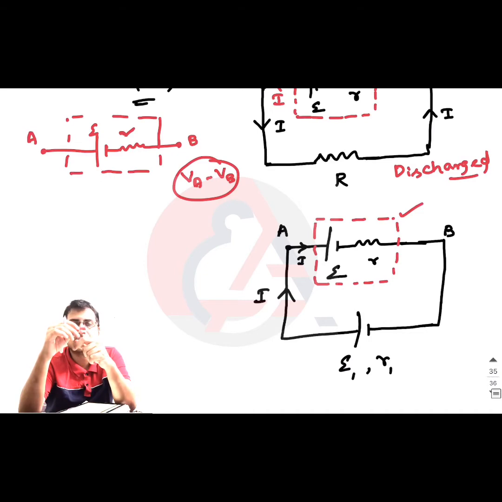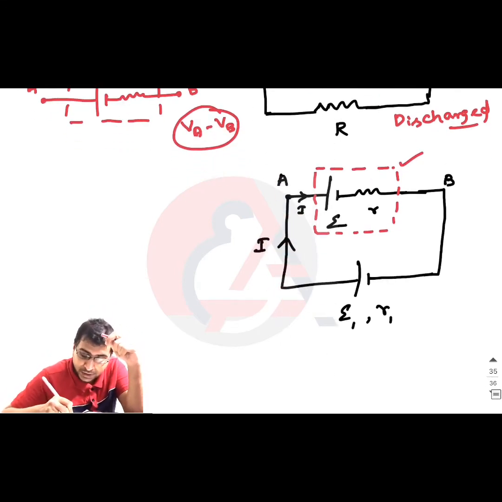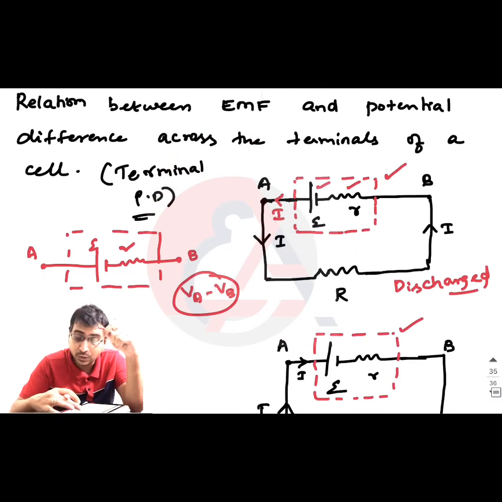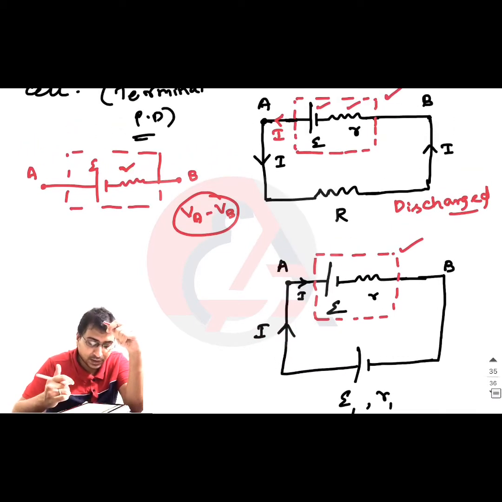But if you look at the second diagram, there is another cell connected at the bottom. The second cell is supplying energy to the first cell. That means if the current is flowing towards the positive terminal of the cell, then the cell is said to get charged. So we are going to calculate the relation between EMF and the potential difference across the terminals in two cases: one when the cell is getting discharged, and second when the cell is getting charged.